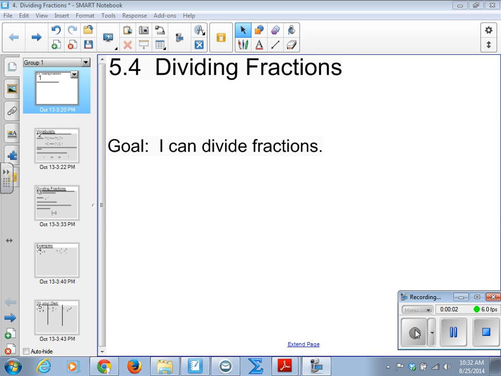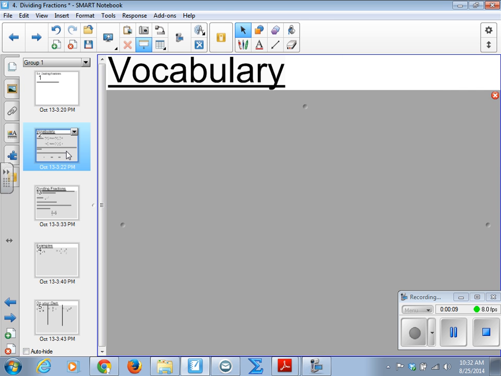Today's lesson is on dividing fractions. Our goal today is to divide fractions. We start with some vocabulary.